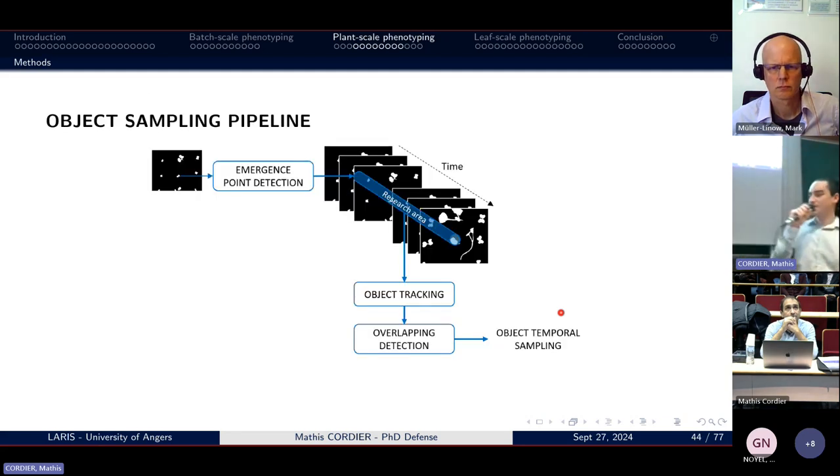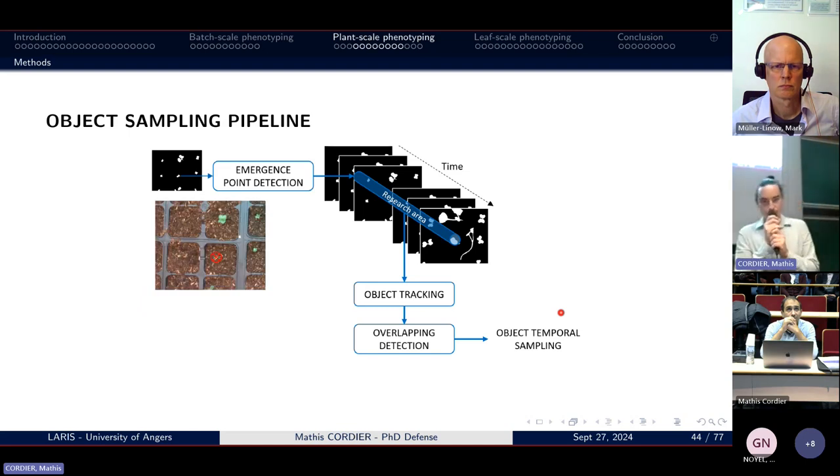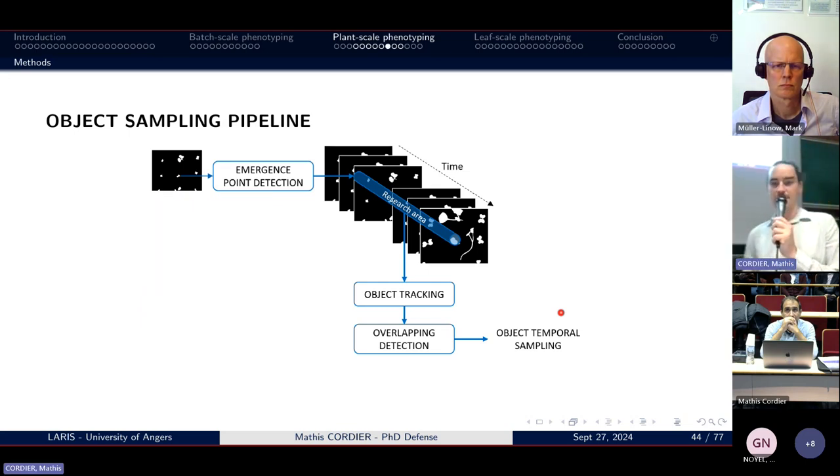So let's now go to the object sampling pipeline. First, we propose an approach by tracking the objects in the scene. The first thing to do here is to be able to initialize the tracking. To achieve this, we used the emergence point detection. The emergence point is the location where the plants emerge from the soil, and we assume here that it's the unique location in 3D where the plant will not move for a long time. We use this emergence point to define a research area, and from this research area, we are able to define the object tracking method. Then we were able to detect overlap in the tracked object to, at the end, achieve object temporal sampling.